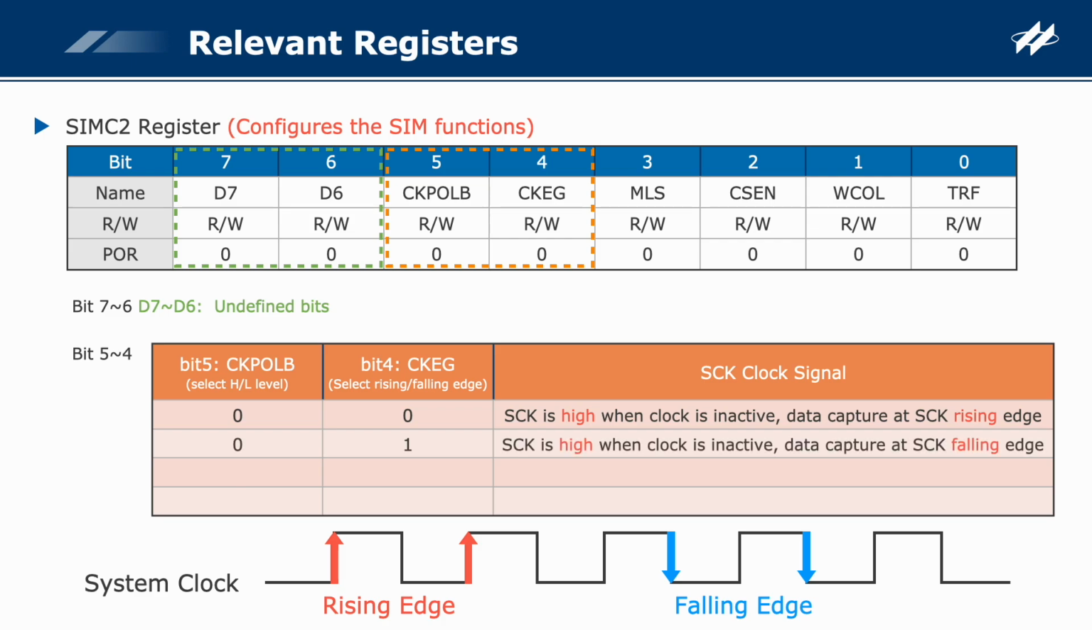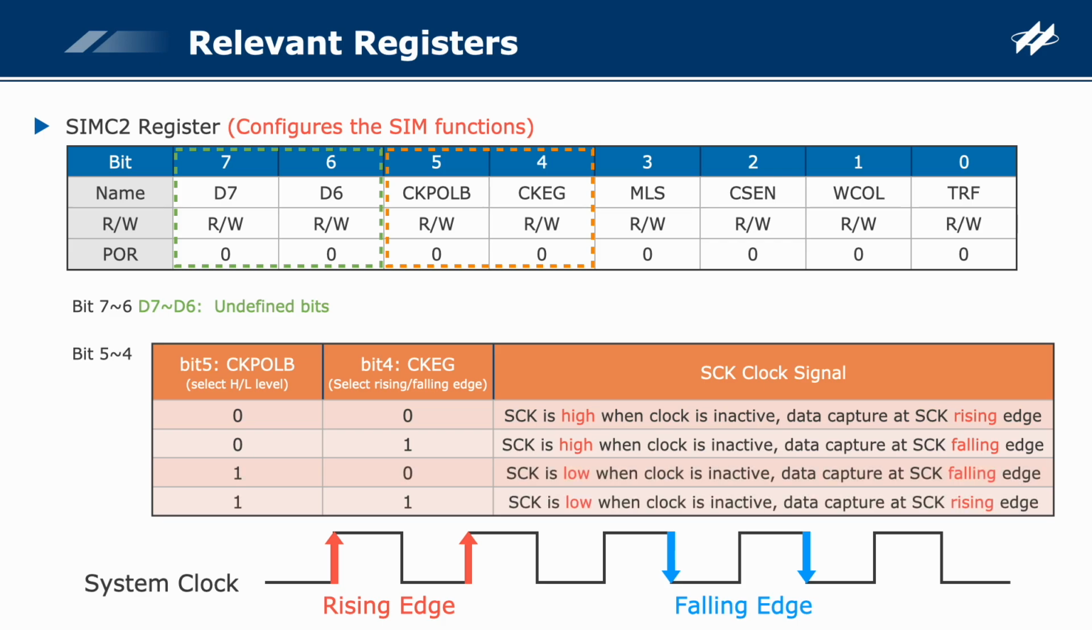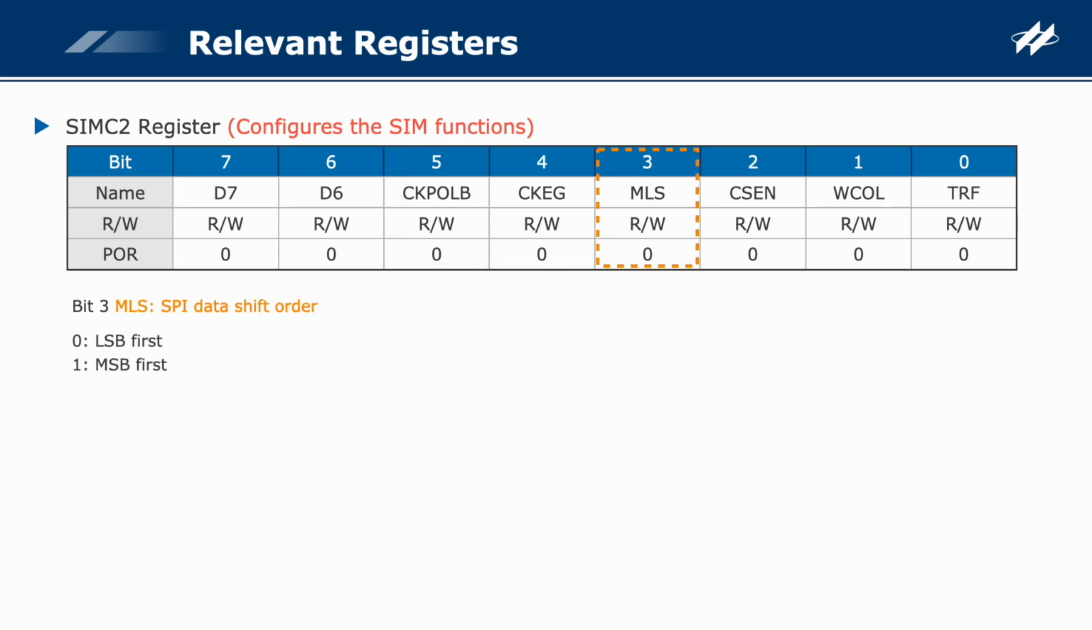When the CKPOLB and CKEG bits are set to 0 and 1 respectively, the SCK is high when the clock is inactive, and data is captured at SCK falling edge. And so on. The bit 3, MLS, is used to control the data shift order, that is the lowest bit first or the highest bit first. The bit 2, CSEN, is used to enable the SPI SCS pin function.